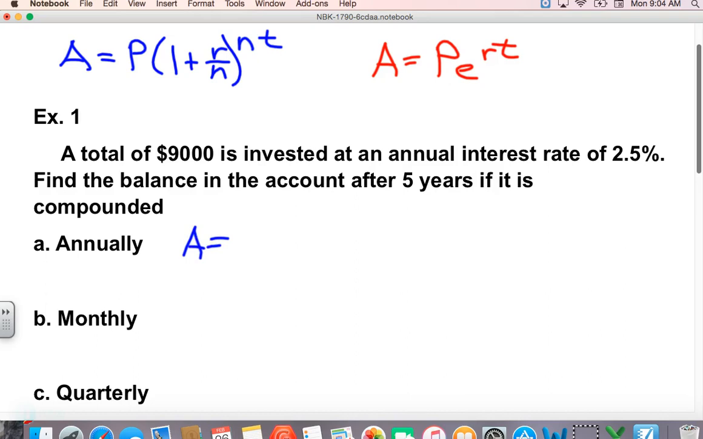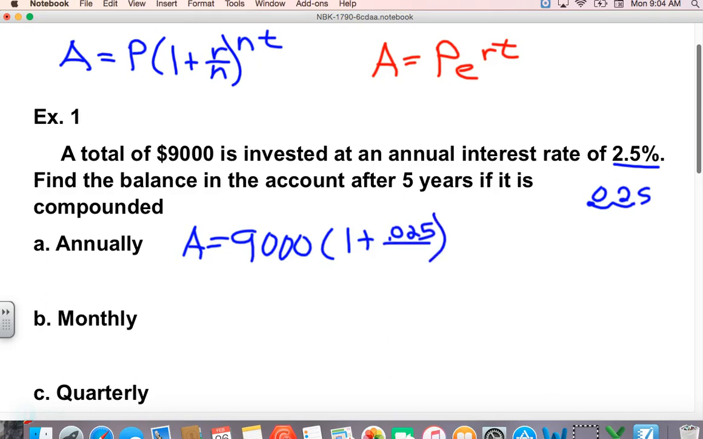So A, the amount that's in the account, is going to be P, the principal, the amount we start off with in the bank. $9,000 is what we put in, times 1 plus r, which is our interest rate. When you put in your interest rate, you need to convert it to a decimal. When we make a percent into a decimal, we move the decimal twice to the left. So it's really 0.025. Plug that in for r.